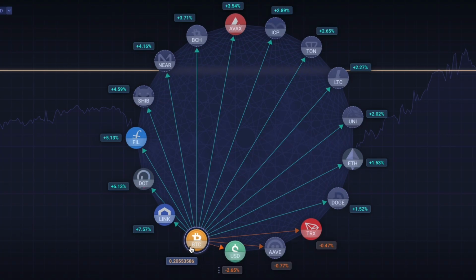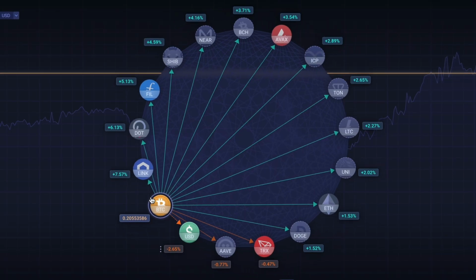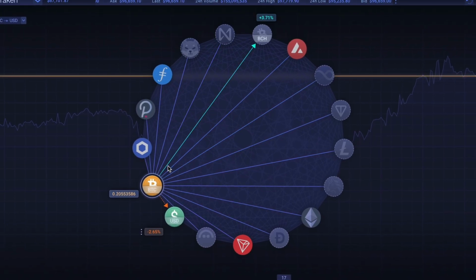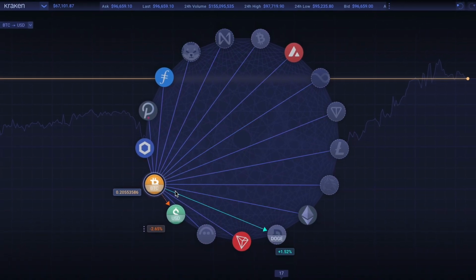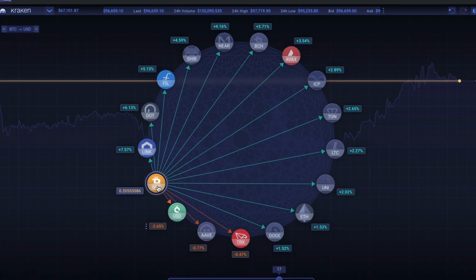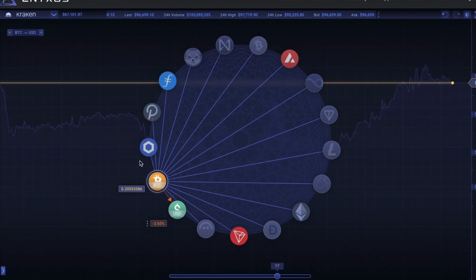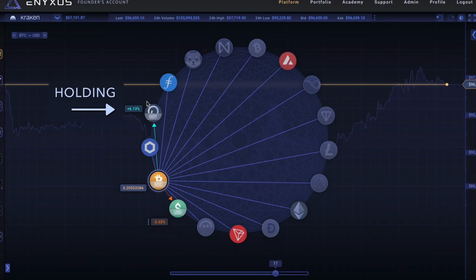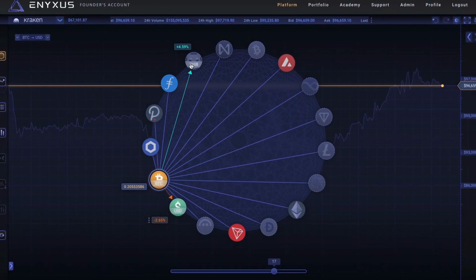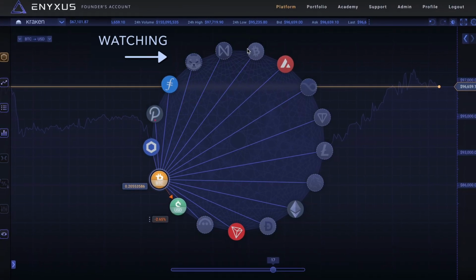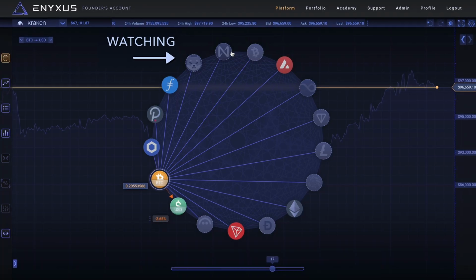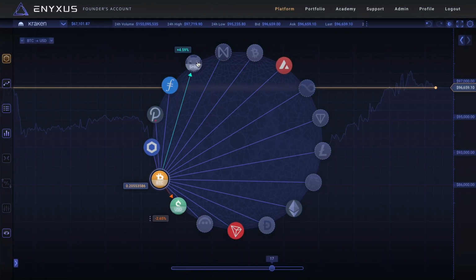The Smart Matrix gives us the ability to see each of our assets against every other asset we are watching or holding, even if they are not directly paired within the exchange we are trading in. Full color icons represent assets we currently hold, while grayed out icons with dotted borders indicate assets that are currently in our watch list but that we do not yet own.